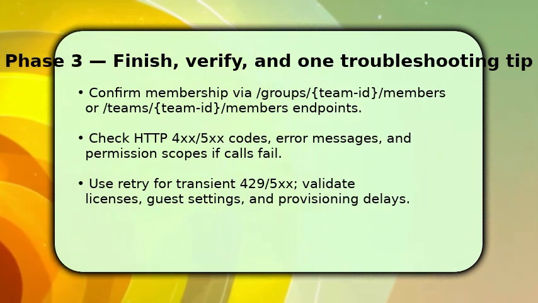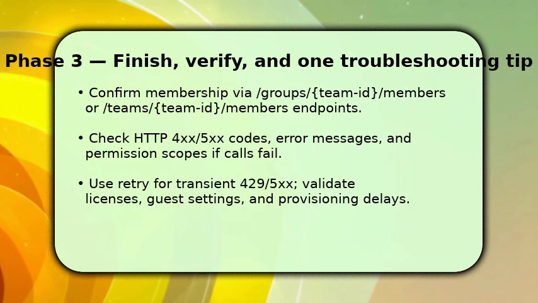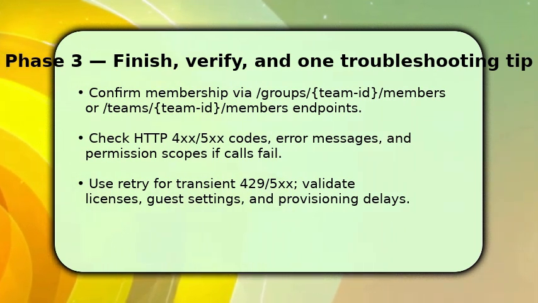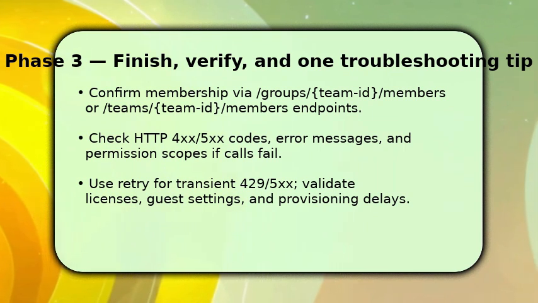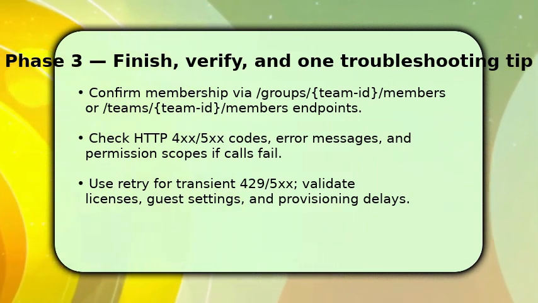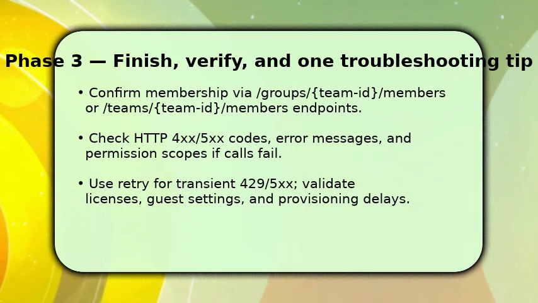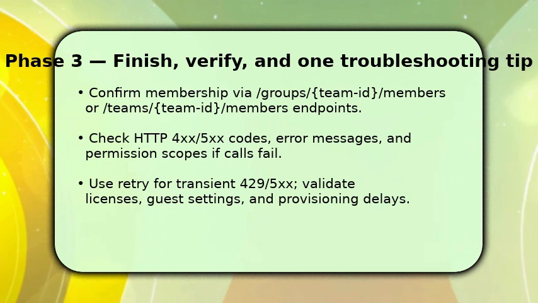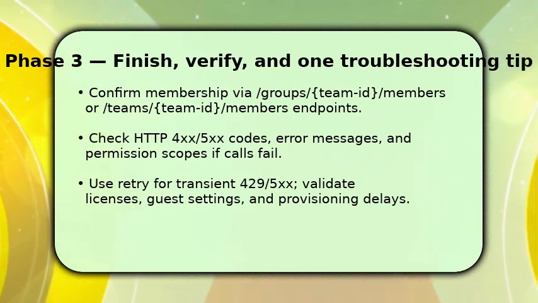Inspect HTTP responses. Permission or licensing problems show in 4xx messages, while throttling or backend faults return 429 or 5xx. If throttled, implement exponential backoff and retry. One key troubleshooting tip: double-check Azure AD permissions and that the user has a Teams-eligible license.